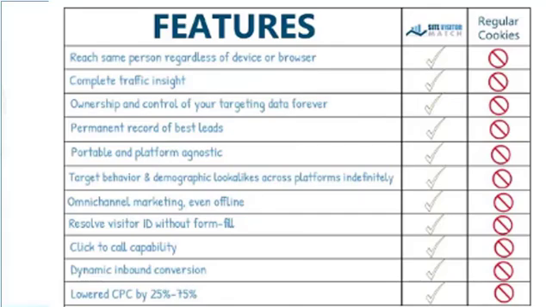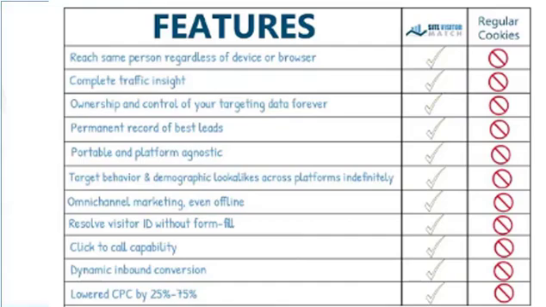With Site Visitor Match, you can. With cookies, you can't. Site Visitor Match gives you complete traffic insight. Cookies don't. Ownership and control of your targeting data forever. Cookies don't. The list of things Site Visitor Match can do that cookies can't is almost ridiculously long. Site Visitor Match gives you a permanent record of your best leads, a portable targeting method that's platform agnostic, the ability to target behavioral and demographic lookalikes across any platform, at any time, for as long as you want, true omni-channel marketing capability that even allows you to reach site visitors offline through things like direct mail or outbound phone calls, or, coming very, very soon, radio and TV.